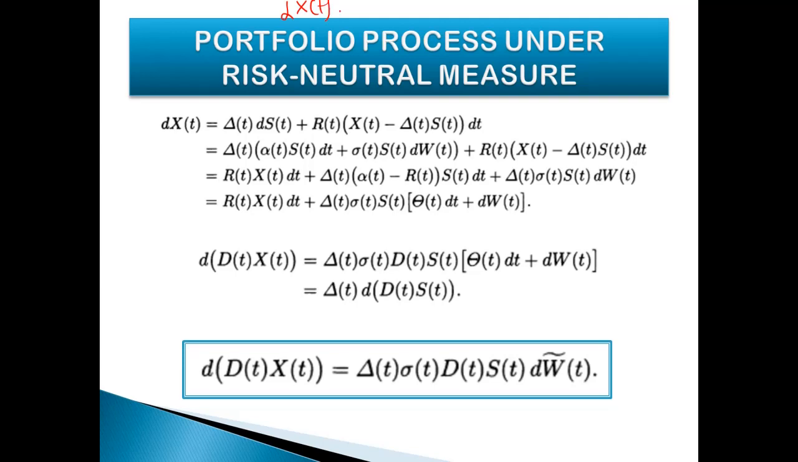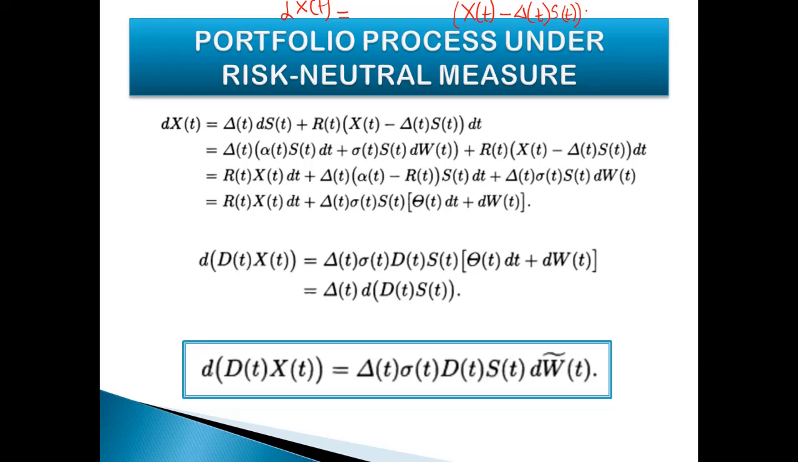dXt is the change in the portfolio. So first you have Xt, this much money in your pocket. You bought delta t number of shares, and each share has price St. So this much you spent, delta t St. You had Xt, so how much is left? It is Xt minus delta t St.